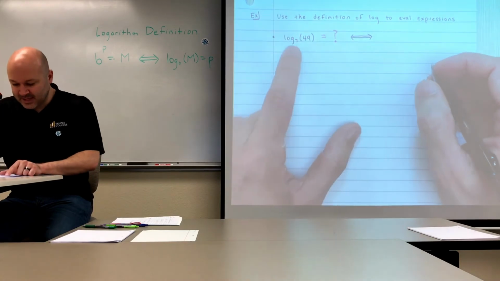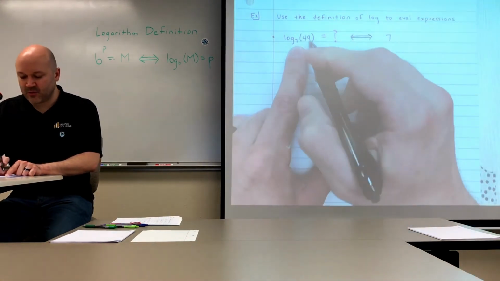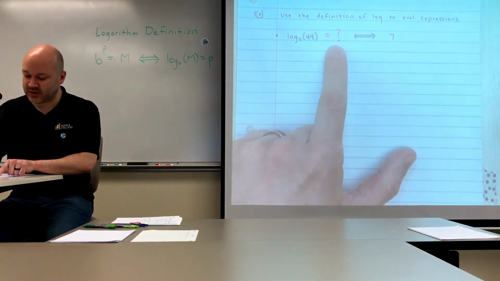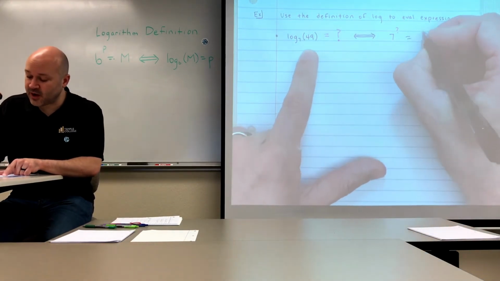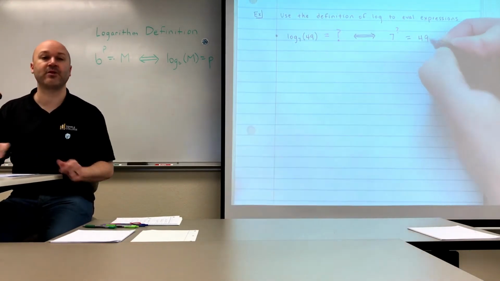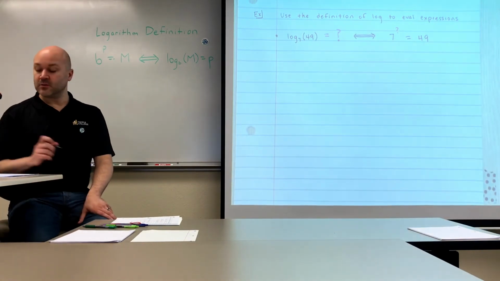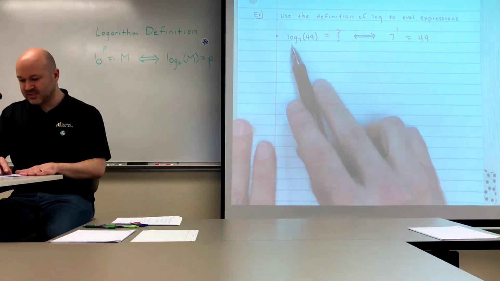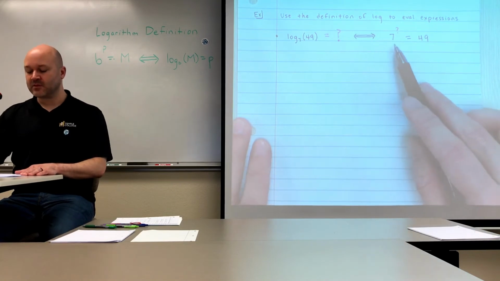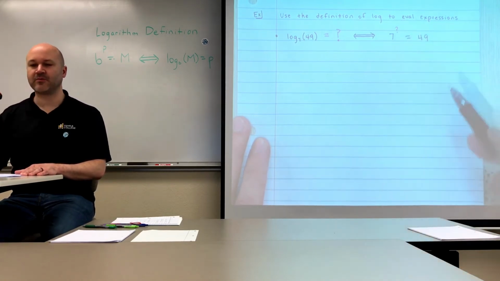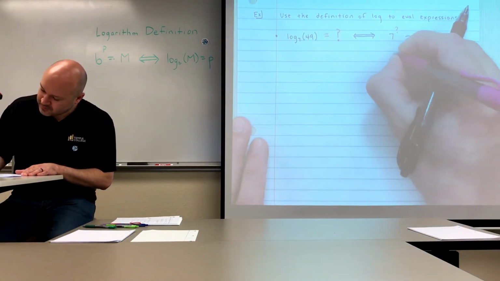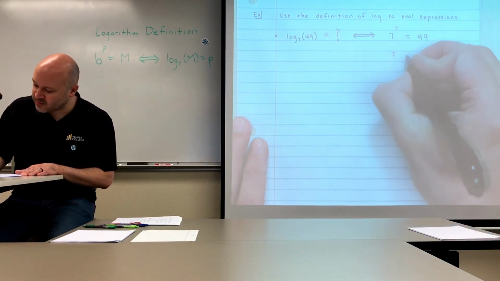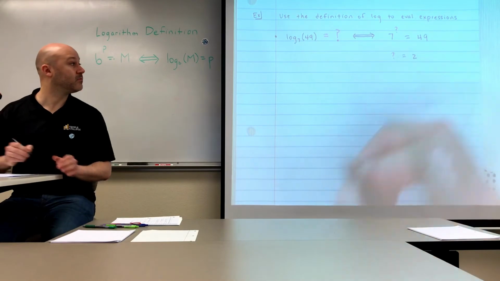where my base is being raised to the other side of the equation, and that is equal to the argument of the logarithm, 49. So this simply just restated now says 7 to the what power equals 49. I think we know that. This is equal to 2.